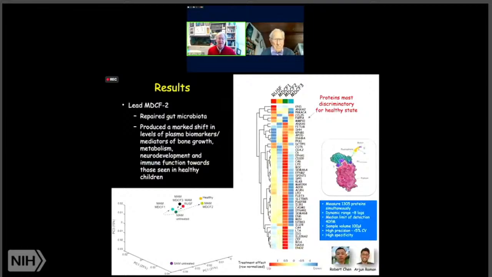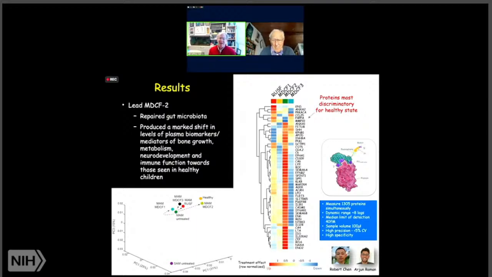You can look to the lower left and see in a PCA plot the different configurations of the microbial communities of different groups of children. In this lower portion of the PCA plot are children with severe acute malnutrition who are untreated. They're 12 to 18 months of age. Here we see far away the configuration of 12 to 18-month-old healthy children living in Mirpur.